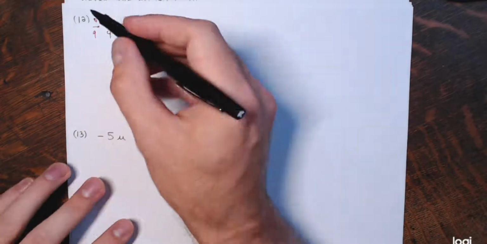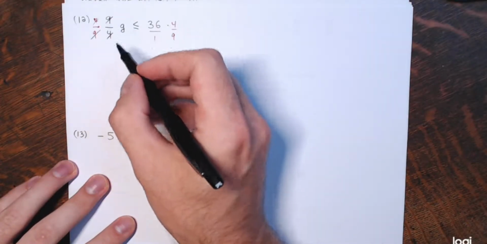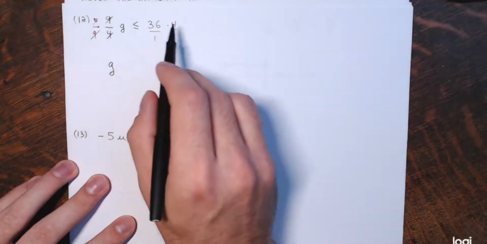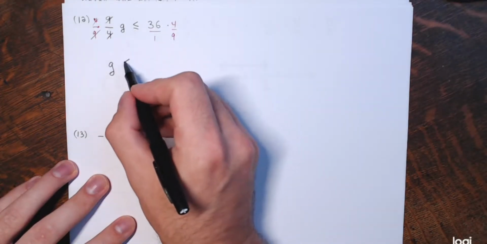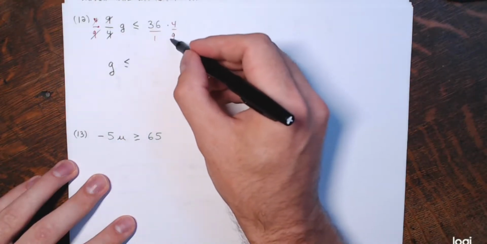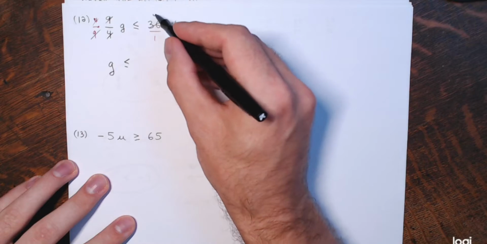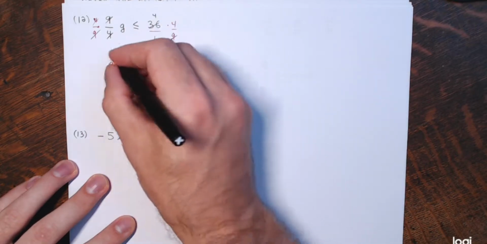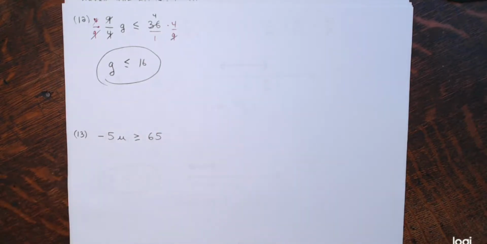The 9's cancel, 4's cancel, so I'm left with 1g on the left. I multiply by positive 4/9, so it still is less than or equal to. Then here I can do some cancellation. 9 goes into 36 4 times, and then 4 times 4 is 16. And there we go. G is any number less than or equal to 16.